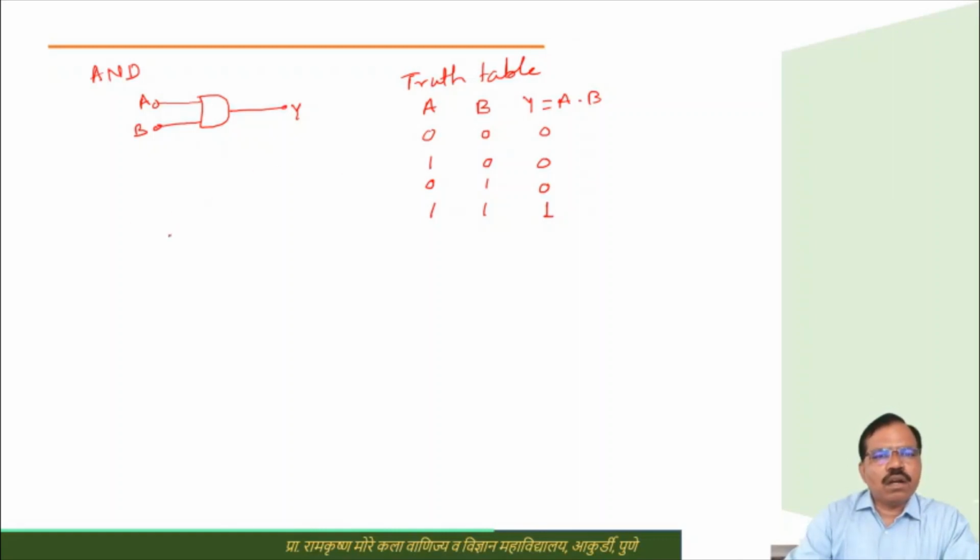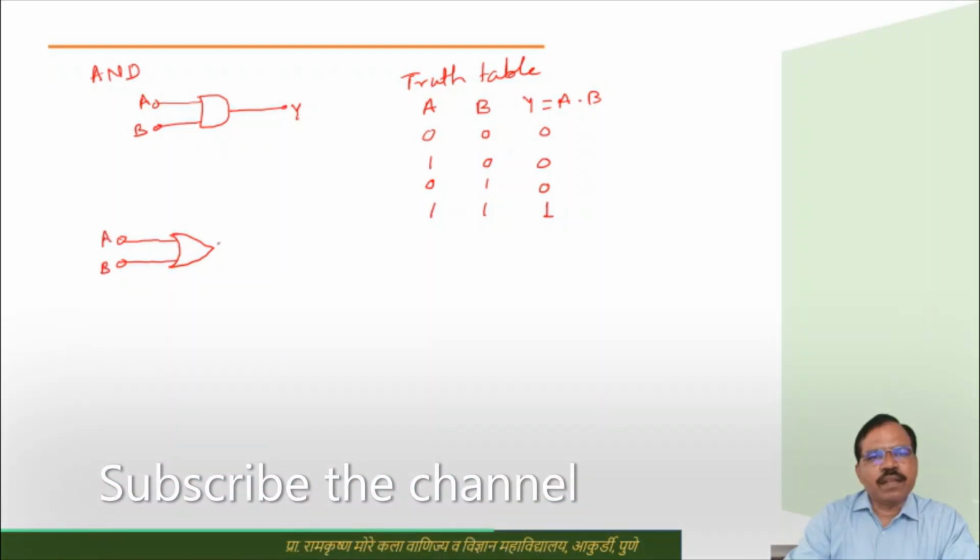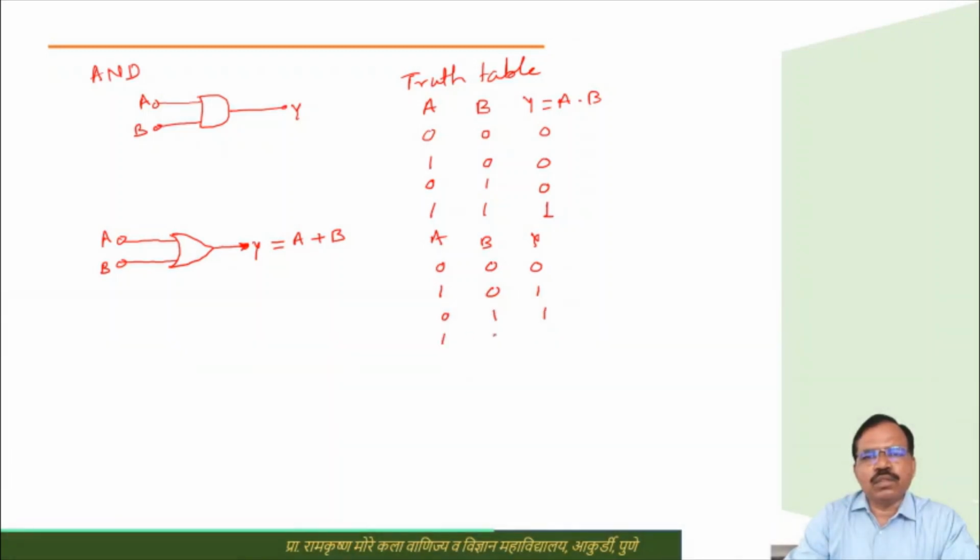We have the logical OR gate. This is the symbol for the logical OR gate and we have two inputs, A and B, and we have the output here. This output is A or B. So what is the truth table? A, B, Y. When both are 0, output is 0. When 1, 0, output is 1. When 0, 1, output is 1. And when both are 1, output is 1.